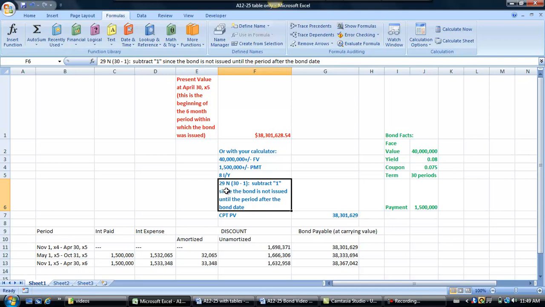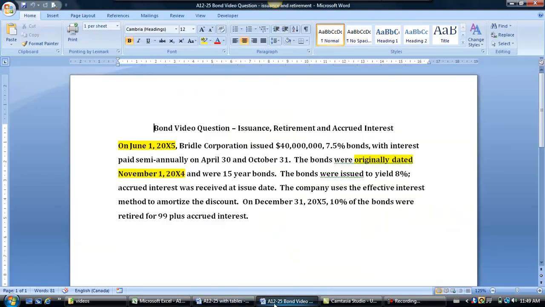Because the first interest payment date, if you go back to the question, would have been April 30th, X5, when the bonds were dated, but the bonds didn't get issued until June 1st. So the next interest payment date that the investor is going to get interest for is October 31st. These guys weren't there for the first interest payment, so that's gone.